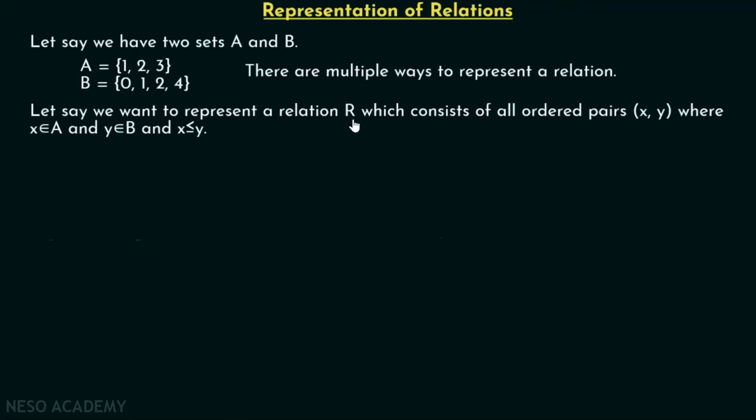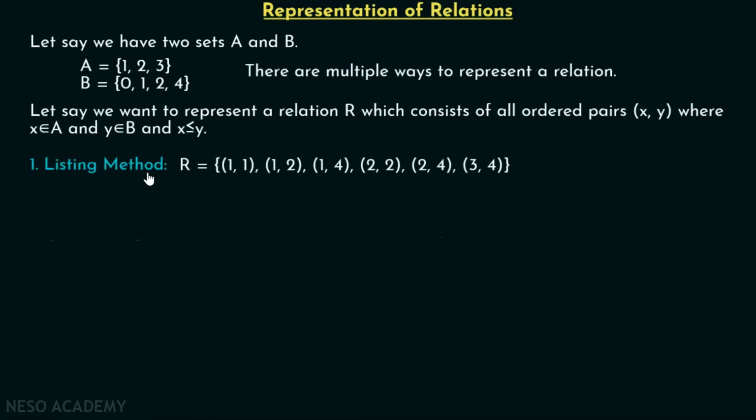The first method is quite obvious, that is the listing method. Just list all the ordered pairs of the relation. Here you can see I have listed all the ordered pairs of this relation R, that is (1, 1), (1, 2), (1, 4), (2, 2), (2, 4), (3, 4). Here you can see that the first element is always less than or equal to the second element. This is the listing method.